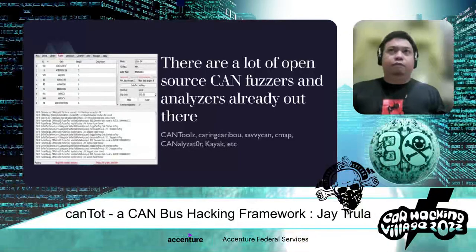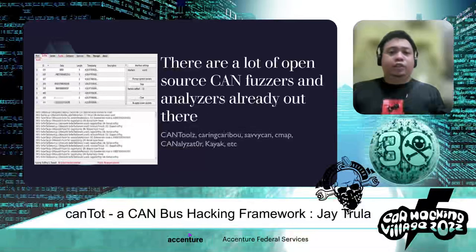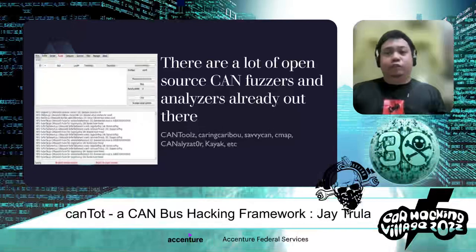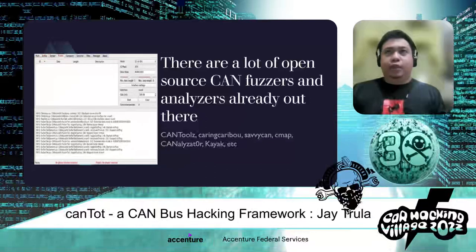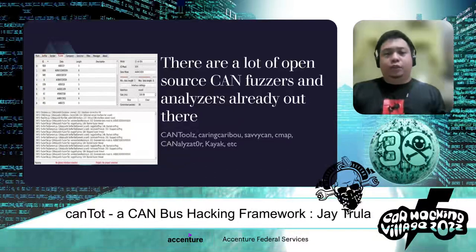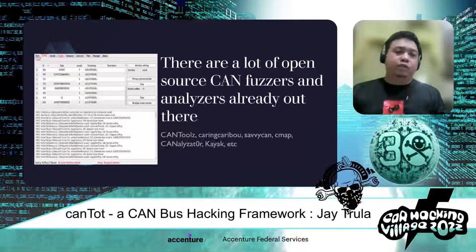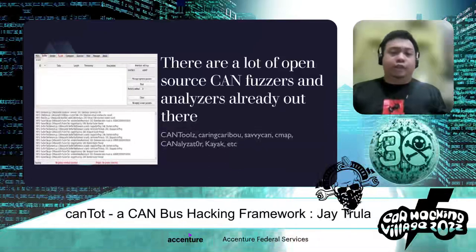Another thing that I've known since then is there are a lot of open source CAN fuzzers and analyzers already out there. We have CAN tools, which is really good, and Caring Caribou, which is one of my favorites for fuzzing UDS diagnostic services. Then SavvyCAN, which is a good tool as well, and CMAP, which was presented by Robert, and then Canalizator, and Kayak, and other open source tools out there, which I didn't put on the slide because there are really a lot, but these are some of the awesome and good tools that I've actually tested.